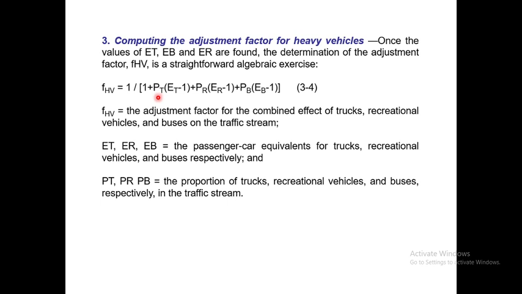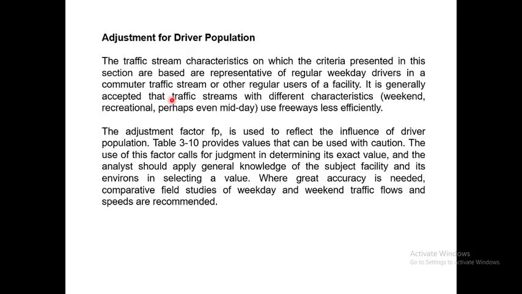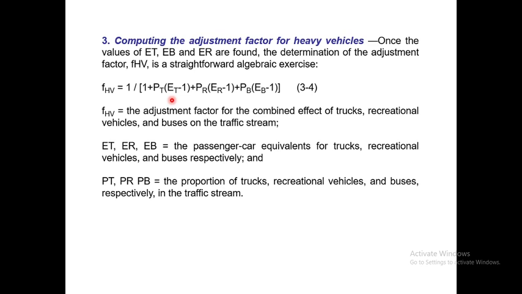As I mentioned to you, PT, PR, and PB are percentages, proportions. Okay, so they are given information in the problem. For example, we will mention that we have 10% truck, so the PT is 10%. So they are given information, the P values, but the E values you have to figure out from the different tables we will show you in the next slides.